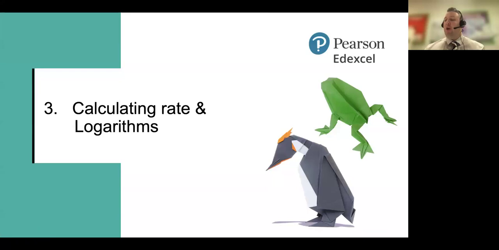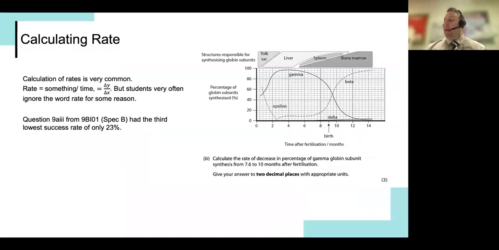Okay, so we're going to look at our third skill set today, looking at calculating rate, looking at logarithms. Going to look at a few questions here in relation to this. The first question that you can see on this slide was a question from specification B, paper 1. This one had the third lowest success rate overall, and it was a 23% success rate for this particular question.